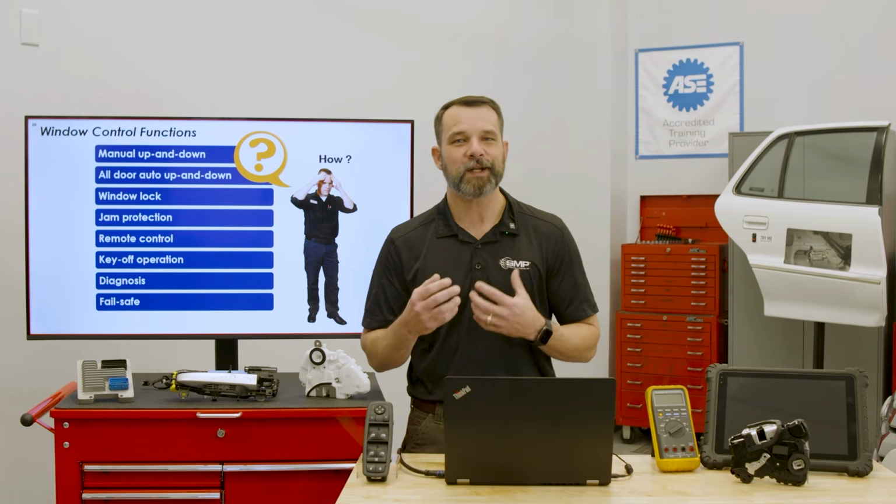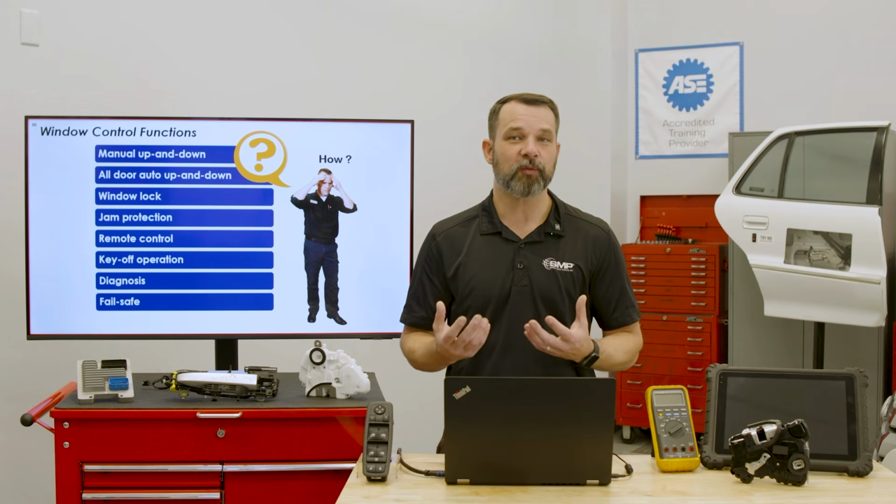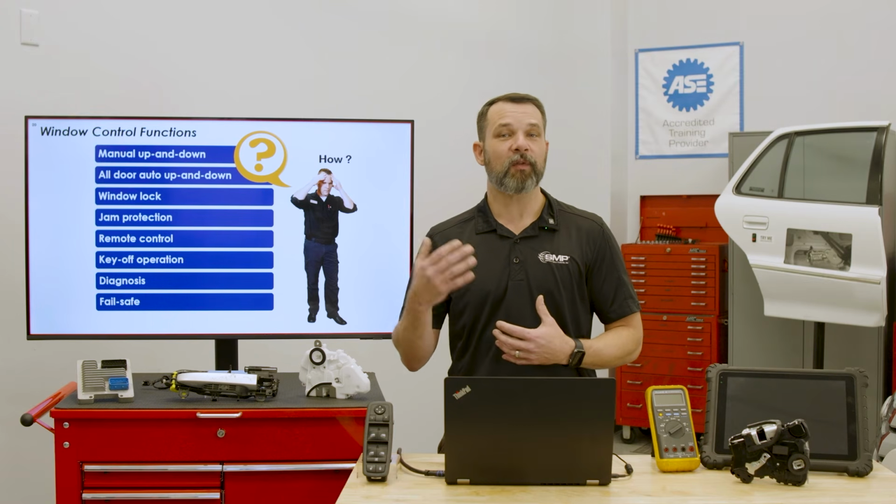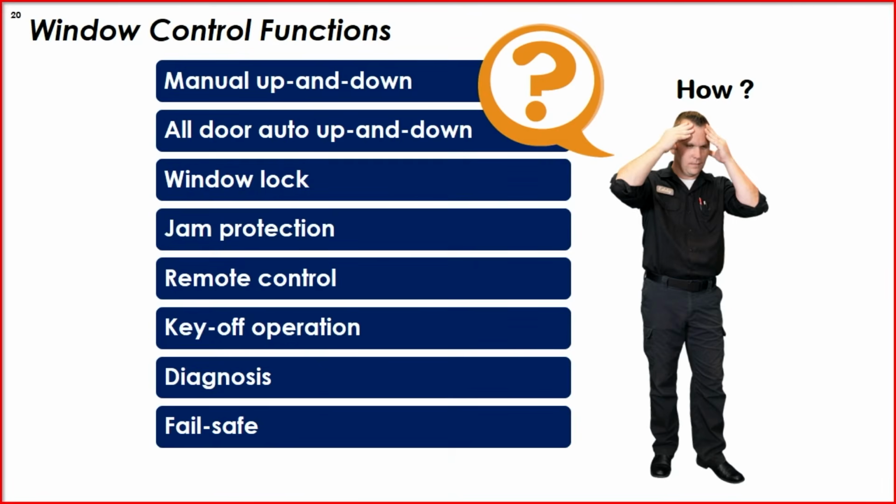And service information also listed all of the windows control functions. Unfortunately, though, it did not state how any of these functions were accomplished, just that they were there and that they were possible. So things like the manual up and down, the all-door auto up and down, window locks, jam protection, remote control, key-op operation, diagnosis, and fail-safe.